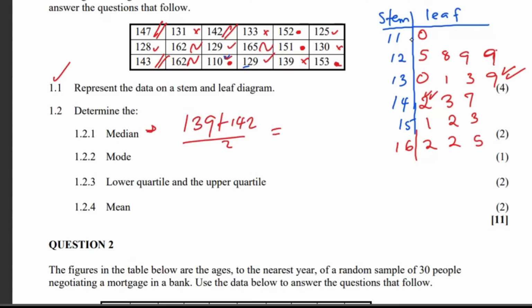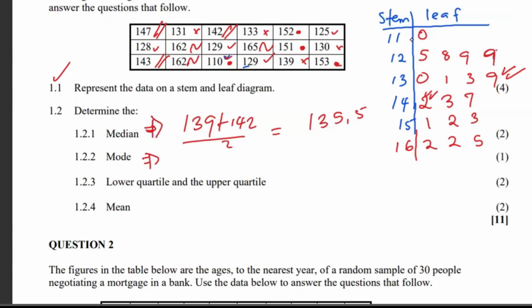That gives me 135.5. But in cases whereby you're dealing with even data sets, for as long as you have just one number left, then that is it. That should be your median. 1, 2, 3, 4, 5, 6, 7, 8. Then the mode is basically the number that appears the most.